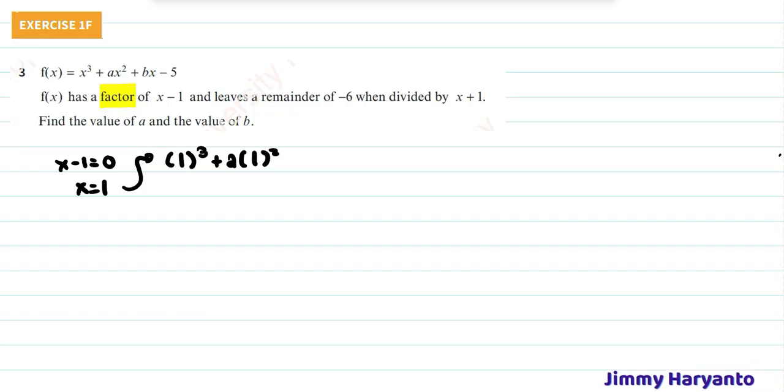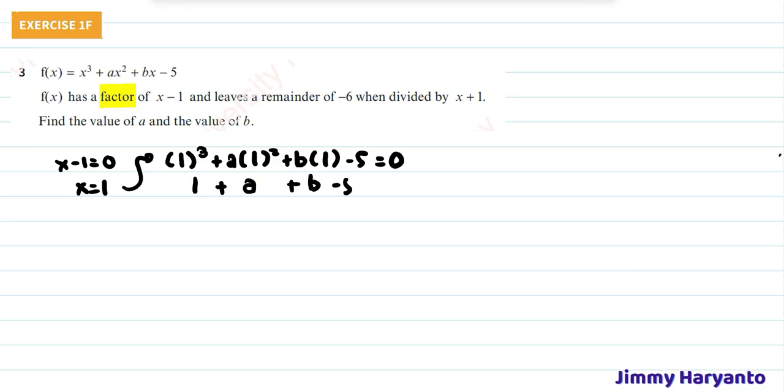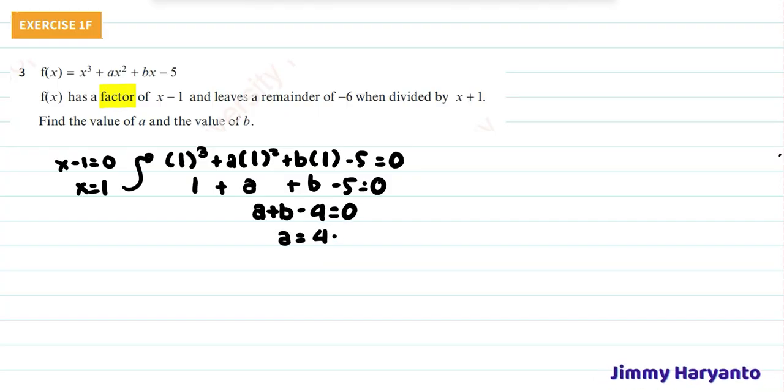1 cubed plus a times 1 squared plus b times 1, and then minus 5. Because it is a factor, the result has to equal 0. This one is 1, this one is a, this one is b, minus 5 equals 0. 1 minus 5 equals negative 4. And then I want to find the a, so a equals 4 minus b. Just move the 4 and the b to the right hand side.